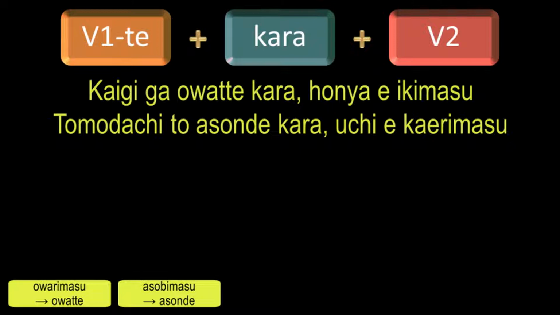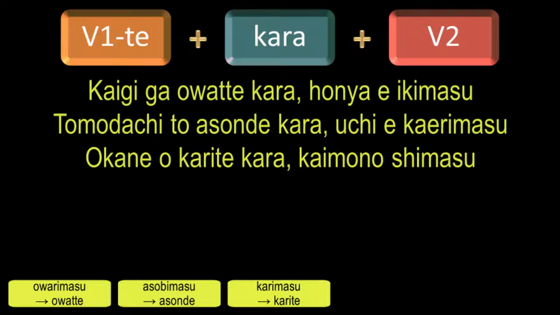Let me give you another example. Okane means money and karimasu means to borrow. Its te form is karite, and if we add kara to it, we will get okane o karite kara, which means after borrowing money. You also know that the verb kaimono shimasu means to do shopping. So if I say okane o karite kara kaimono shimasu, then it means after borrowing money, I will do shopping.